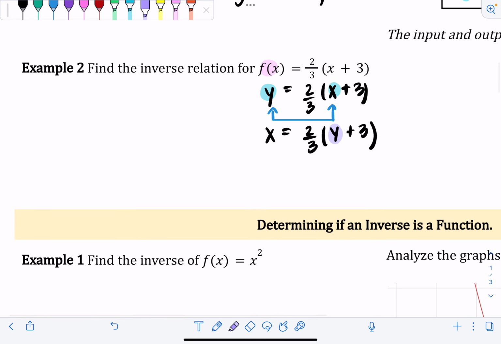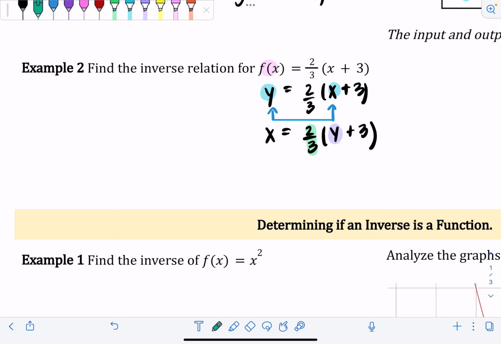I'm going to go ahead and zoom in since we're on step 3, so there are no more new steps to write down. If I want to isolate y, I have to get rid of the parentheses, which means I have to get rid of this 2/3, because that 2/3 is multiplying the entire parentheses. So what I'm going to do to get rid of that 2/3 is multiply by its reciprocal on both sides.